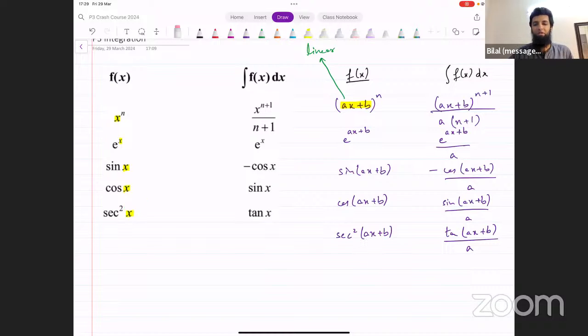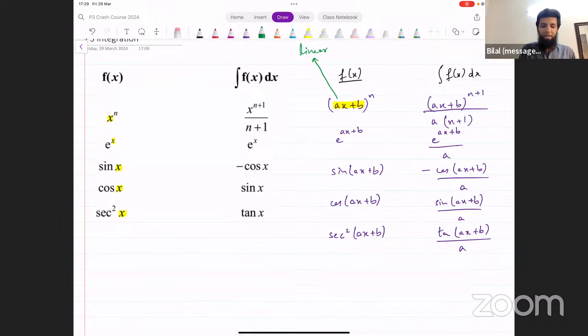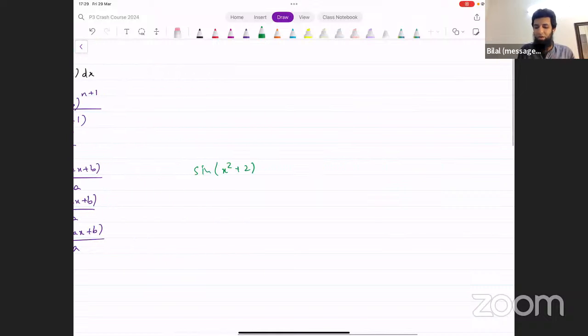All right? However, the condition is that the part in place of x can only be something linear. And we discussed the reason for this in paper 1. Basically, if you have something quadratic, if you have x squared, or let's say you had sine of x squared plus 2, if you were to apply that rule here, it would become minus cos of x squared plus 2, and you would have to divide by 2x.